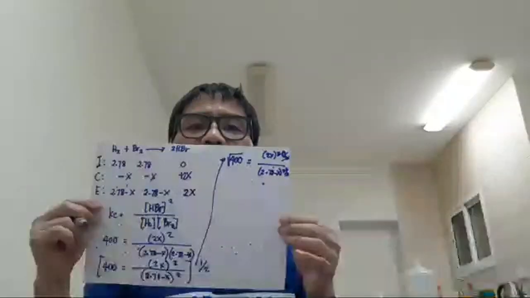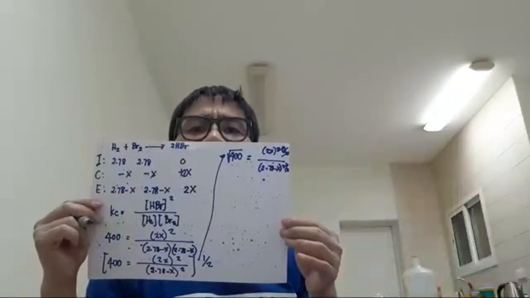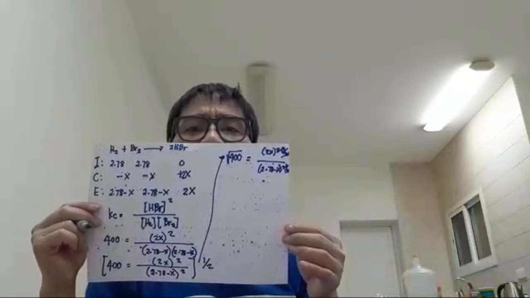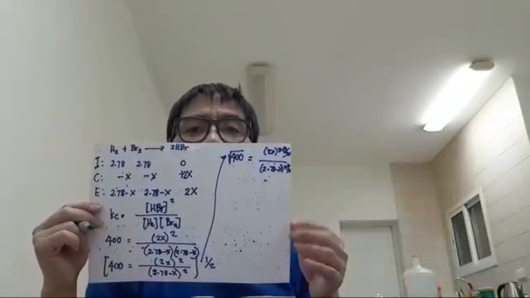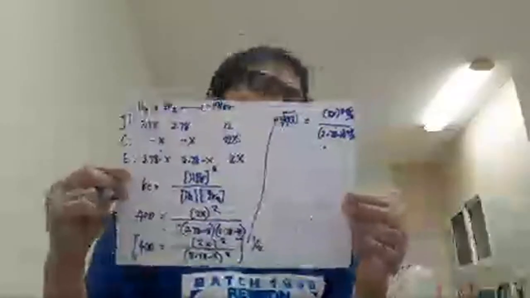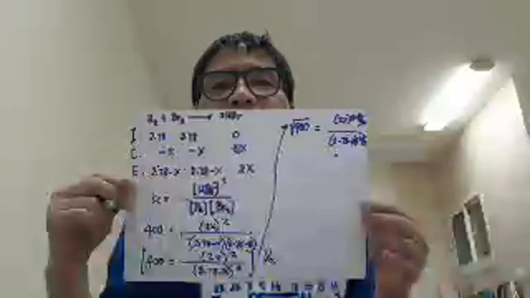2x over 2.78 minus x, the 1/2 power applied to the exponents of the reactants and the product. So what is left is a simpler chemistry problem, but it involves also algebraic expression. The square root of 400 is very easy to do, even without a calculator, because it is a perfect square. So 20 times 20, that is 400, right?